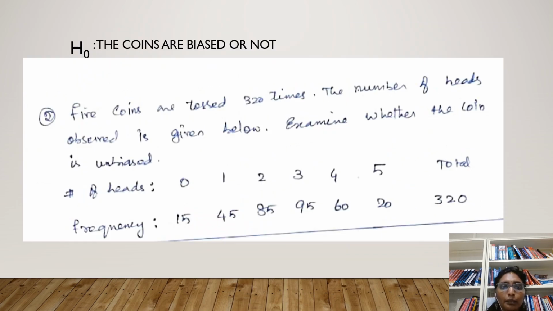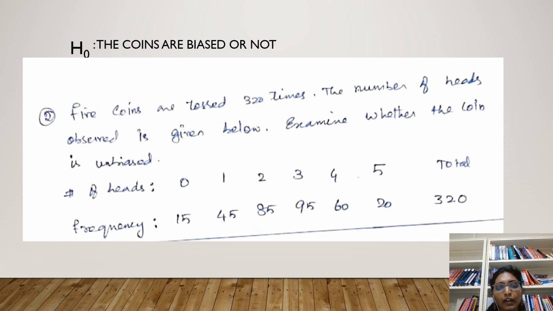So this is the second problem. 5 coins are tossed 320 times. The number of heads observed is given below. Examine whether the coin is unbiased or not. They have given some number of heads for the 5 coins. So what are all the possibilities of heads? If I toss 5 coins at a stretch, there can be no head, 1 head, 2 heads, 3 heads, 4 heads, and 5 heads. These are the only possibilities.